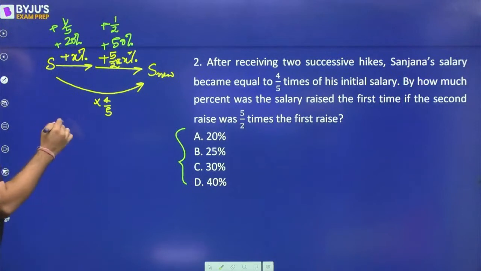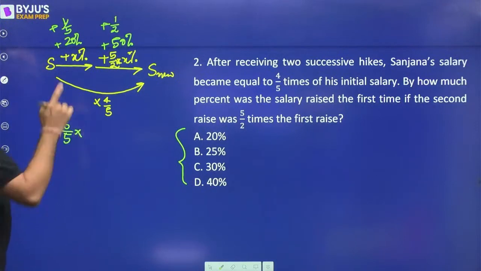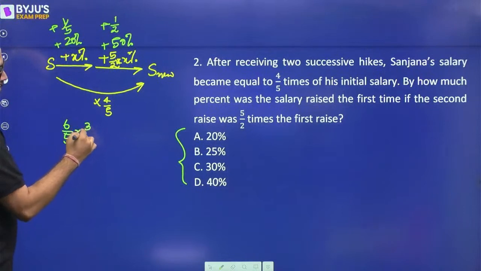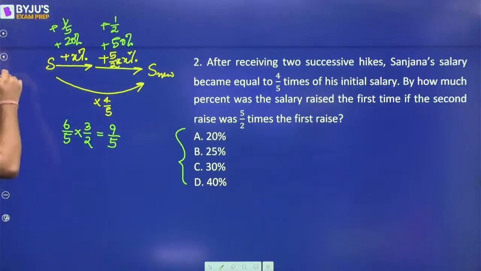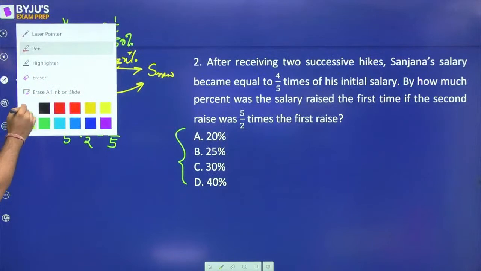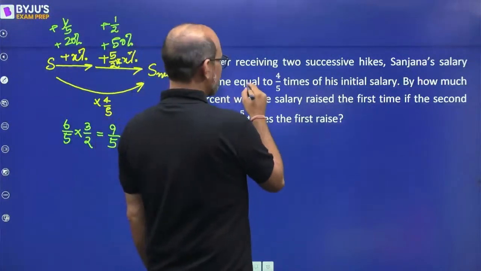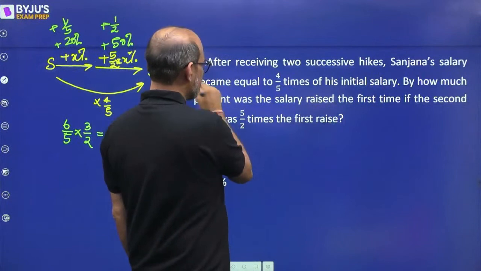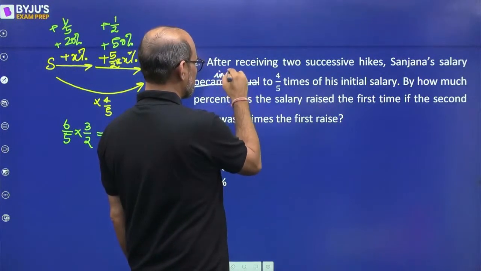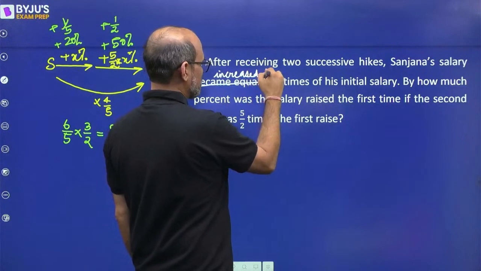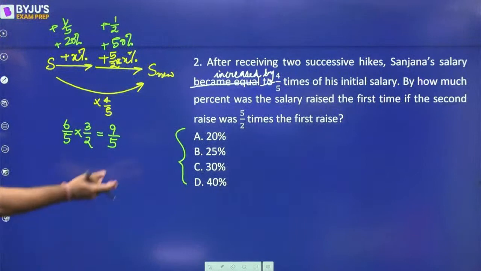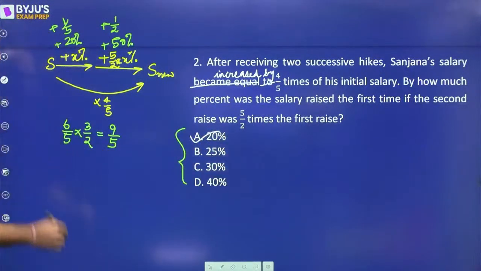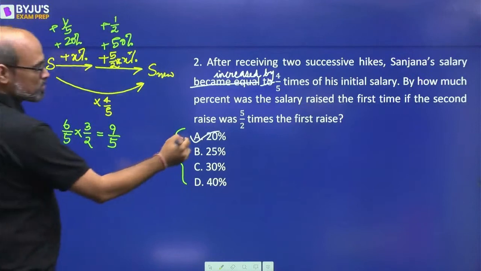So a 1 by 5 increase is 6 by 5, and a 1 by 2 increase is going to be 3 by 2. So this should result in 9 by 5. So there is a mistake here. The mistake is that it should say Sanjana's salary increased by, it shouldn't be equal to. That is the problem, because the very first option gives us the answer. Right? The first option will give the answer.